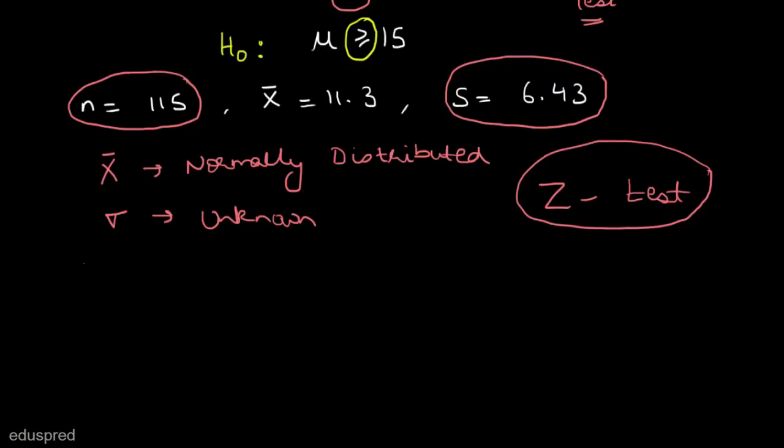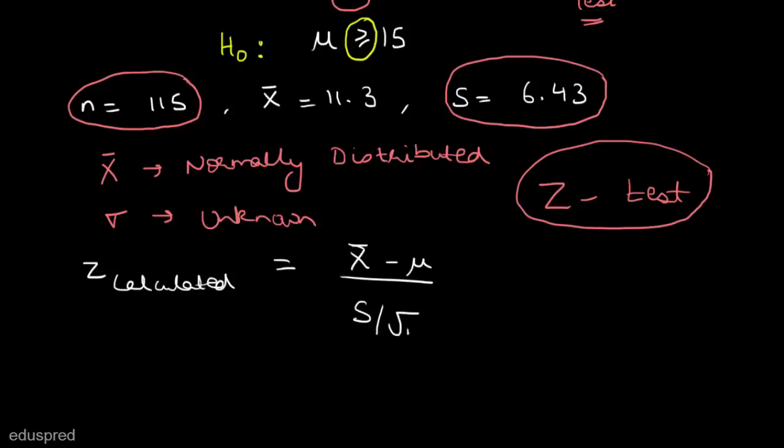So in this case, the formula to calculate z is: z calculated is equal to x bar minus mu divided by s divided by under root of n, where mu is the value of the mean under the null hypothesis, which is equal to 15. s is the sample standard deviation. So we can use this formula of z in this case.